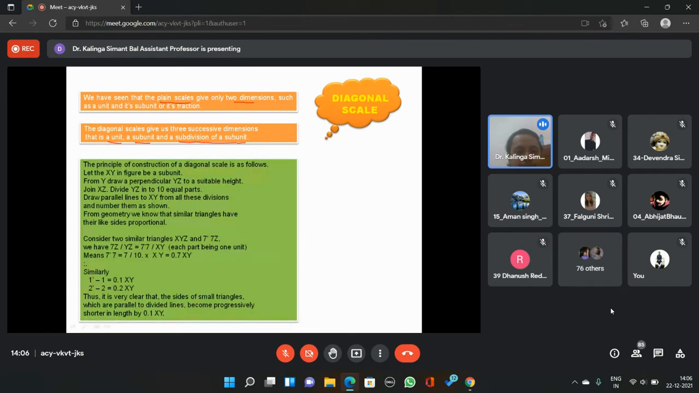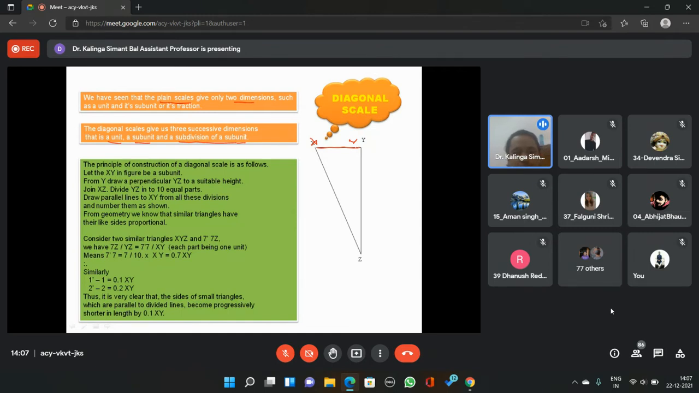Now, the principle of diagonal scale is as follows. First, what you have to do is draw a line. As you can see on the right hand side, you have the XY line. This is the XY line, and from Y we draw a perpendicular. So this is the perpendicular which is dropped here. First you draw this XY line, drop a perpendicular from Y, that is YZ, and then we complete the triangle by joining XYZ.